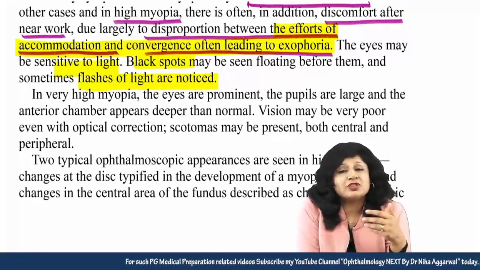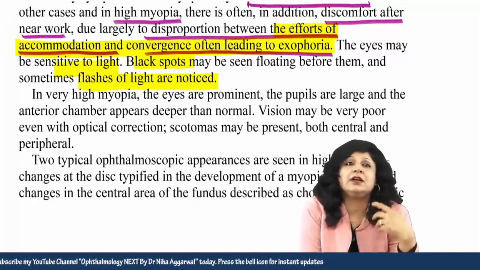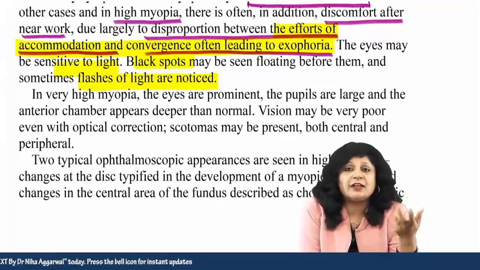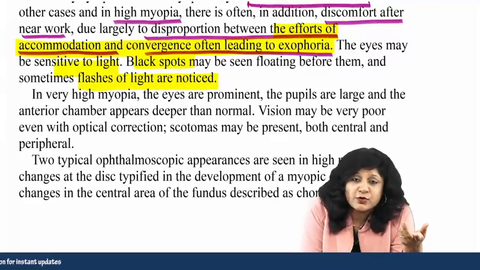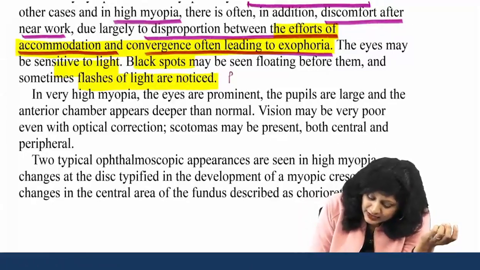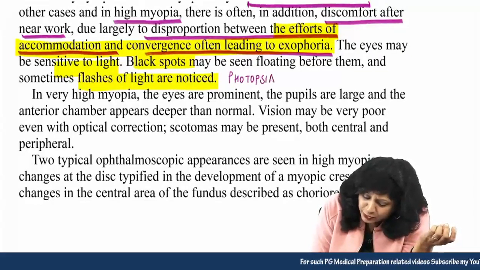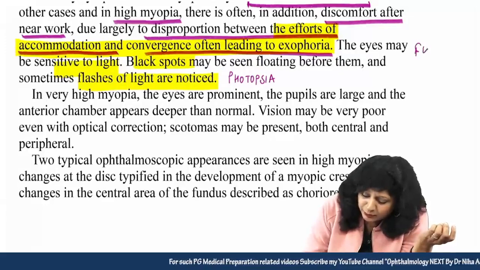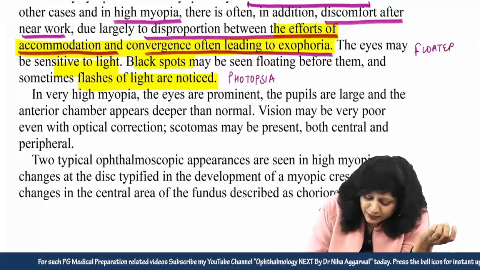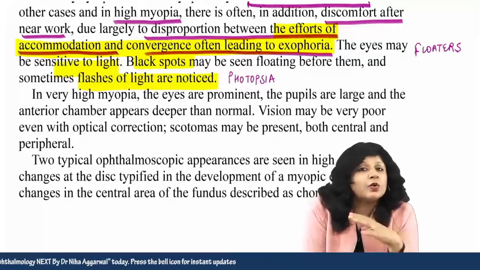We do not have just a problem of looking at distant objects, we also have a problem doing near work for a very long time. We have a tendency of exophoria, we have photopsia. Flashes of light is actually called photopsia. We also have a problem of floaters, black spots in front of the eye, and there can be a problem of glare, that is light sensitivity. All these things are there.